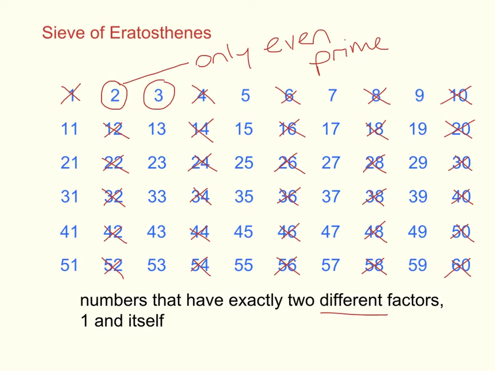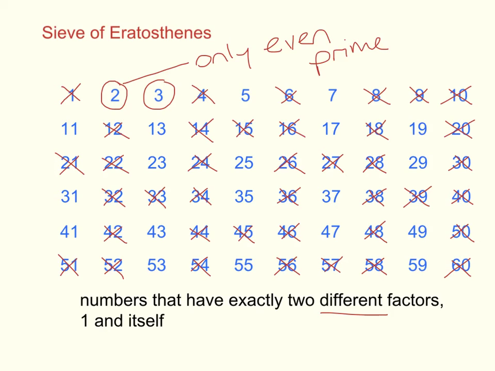If 3 is a prime number, then all the multiples of 3 should be composite because 3 is a factor of those numbers. So 3, 6, 9, 12, 15, 18, 21, 24, and so on. These are all multiples of 3, hence they are not prime numbers. So we just cancel these numbers from our list. Now, we already cancelled 4, so we skip that and we go to 5.